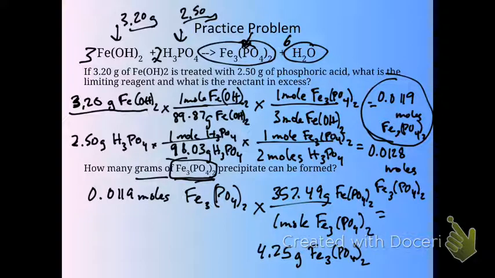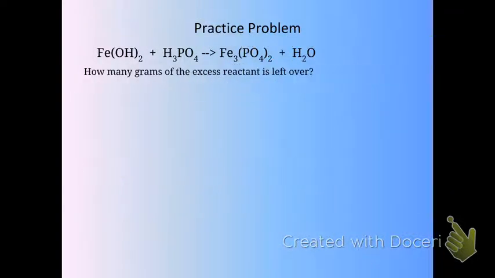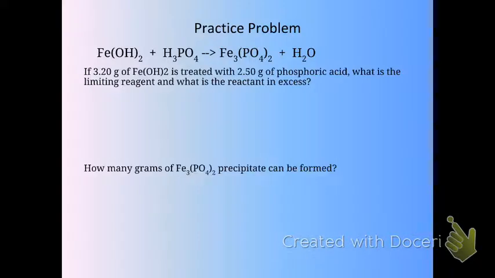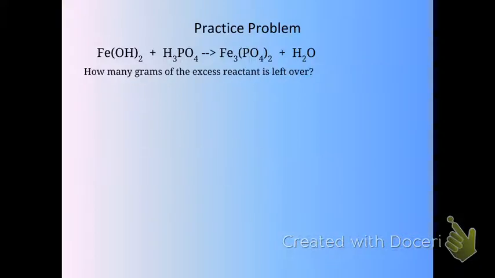All right, and then there's one more question here. It says how many grams of the excess reactant is left over. And so remember the excess reactant, if we go back, was our phosphoric acid. There was 2.50 grams of phosphoric acid. That's how much we started with, right?